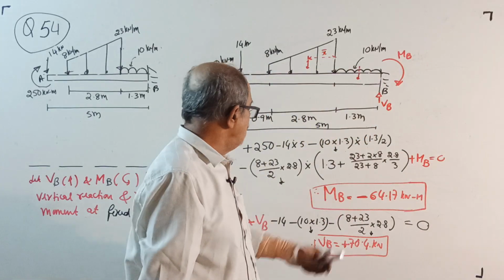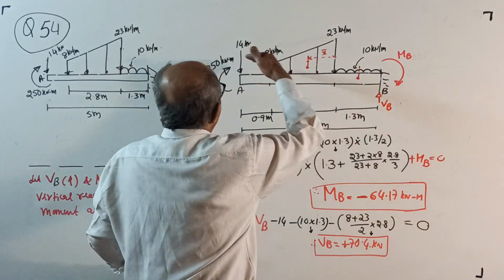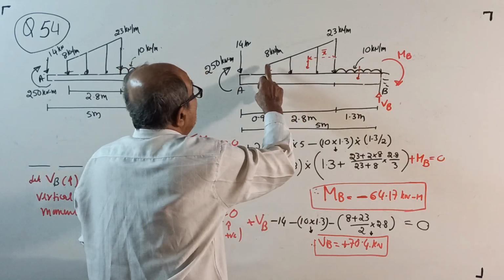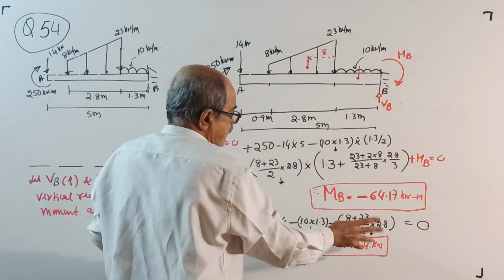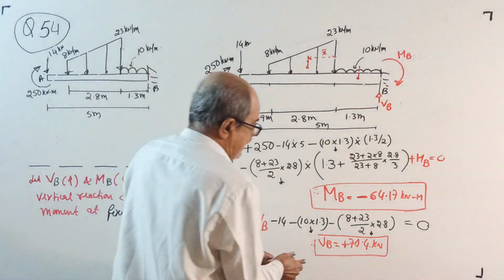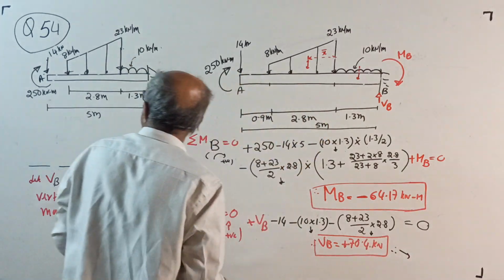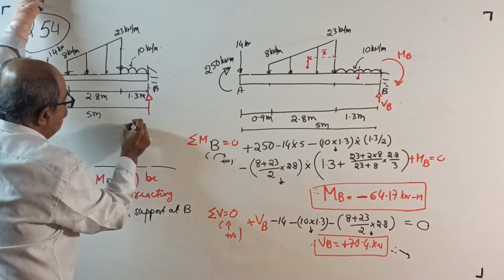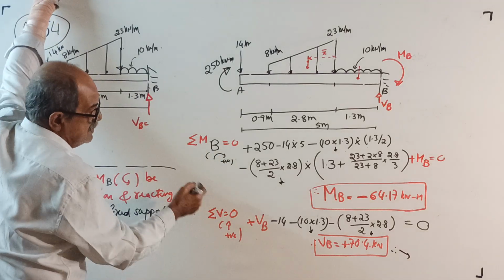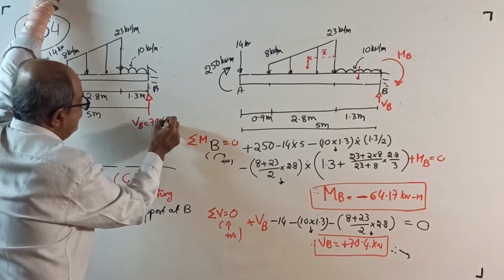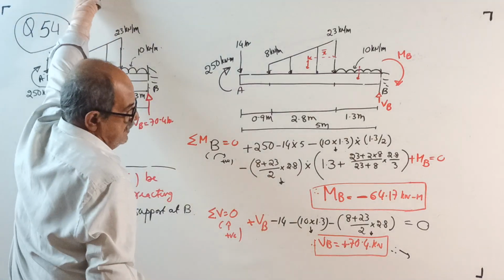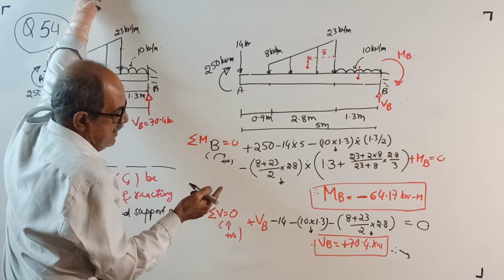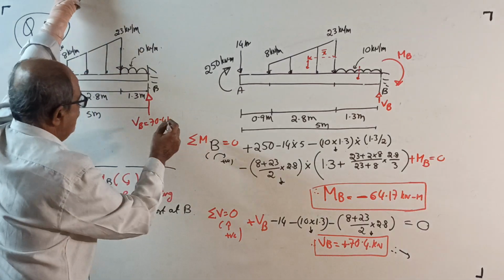Okay, correctly solve. Sigma V equals 0: plus VB minus 14 minus this UDL minus this UVL, (8 plus 23) by 2 into 2.8 equals 0. You get VB. Once you get it right, therefore, reactions at the support will be as shown below. See, VB you took upward, answer came positive. How much? 70.4 kilonewton. Is it correct? Okay, 70.1.